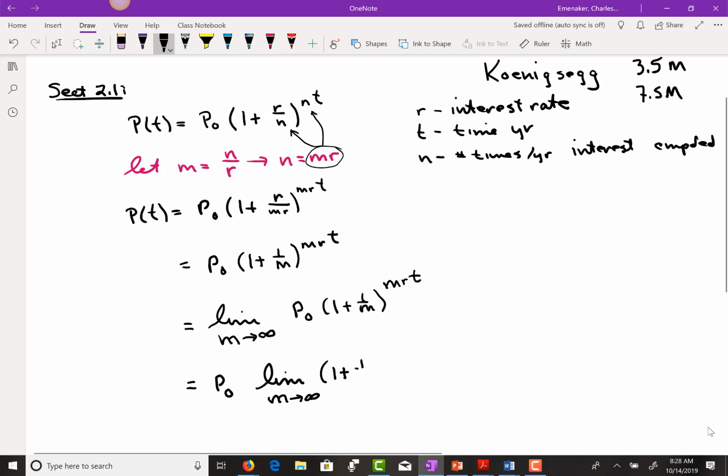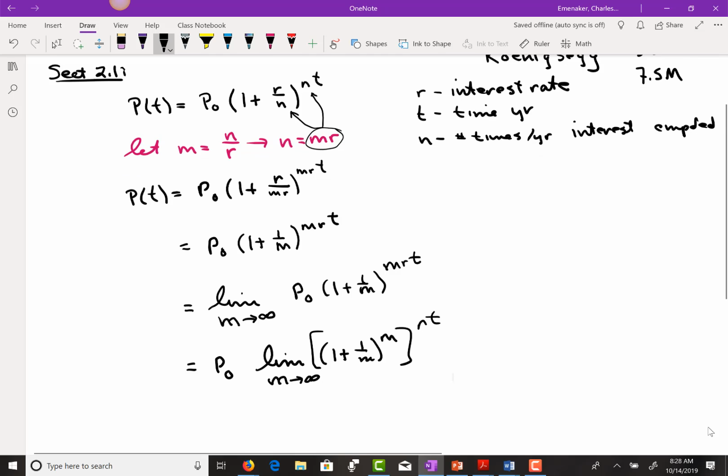1 plus 1 over m to the m. Now, what I'm going to do here, say this is to the r t. I'm just going to split apart the exponents. Okay, all I'm doing is splitting them apart a little bit.